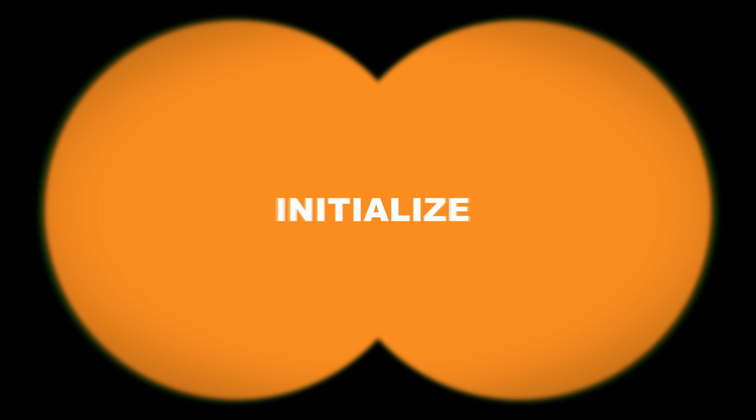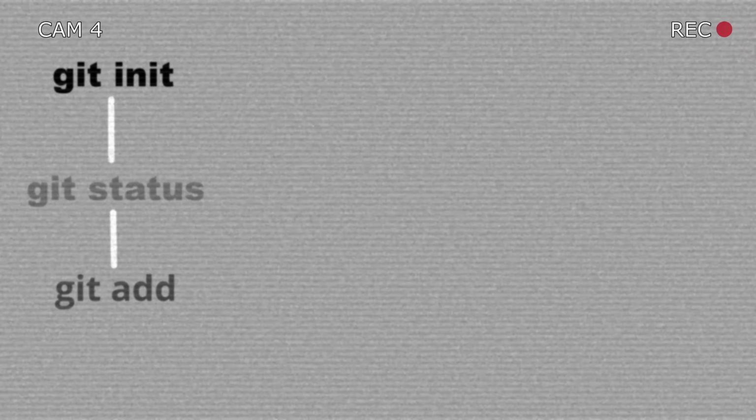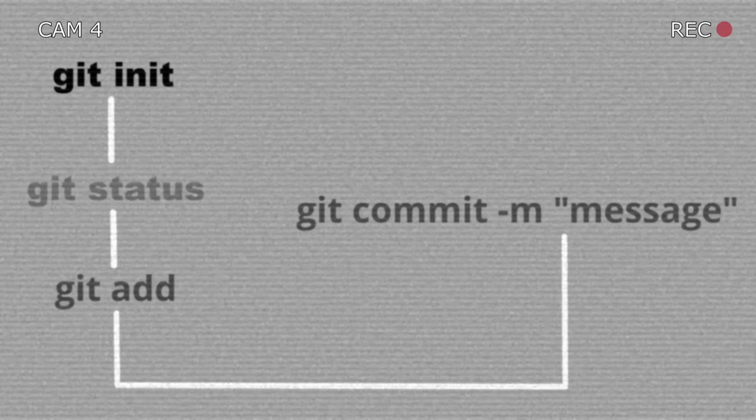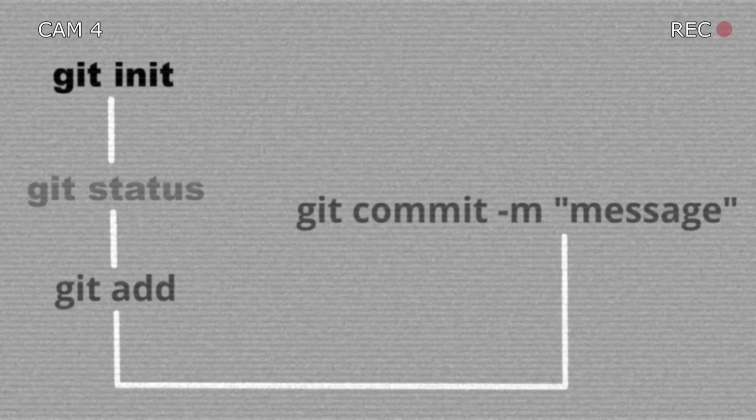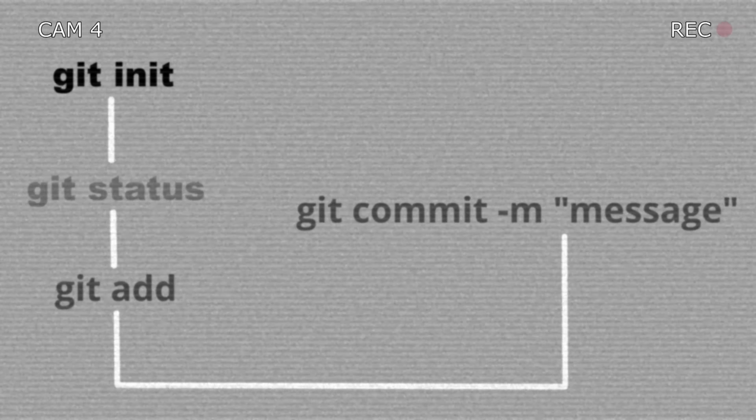In part 1, we learned how to initialize a Git repository using git init. Check the status of your local repository with git status, stage files using git add, and commit changes with git commit -m and your message in quotation marks. These are the building blocks of Git. And now we're going to connect this repository to GitHub.